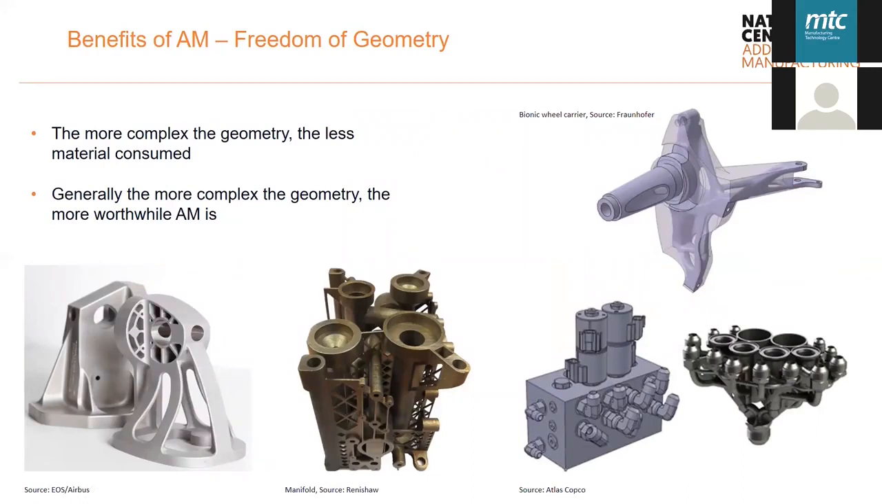Another benefit of AM is freedom of geometry. So usually the more complex the geometry is, the less material that is consumed within the manufacturing process. Also, generally, the more complex the geometry is, the more worthwhile additive manufacturing is as a method of manufacture. So these are some of the cases where a lot of material has been removed, driven by topology optimization, but still adheres to the use case requirements.